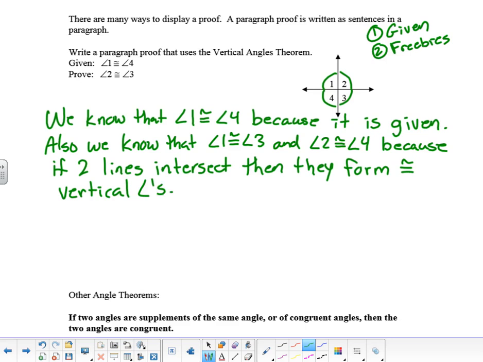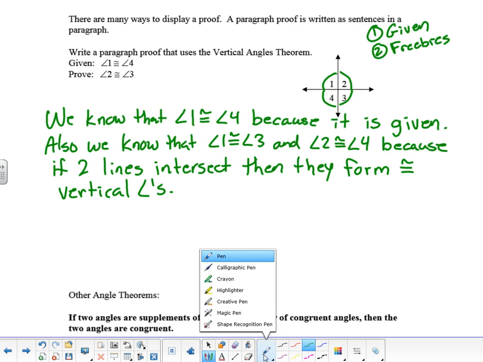Okay, that's our reason. We made a statement and then a reason, but we're just writing it as a paragraph. So now, what can we say? If we go back here, let me highlight this.